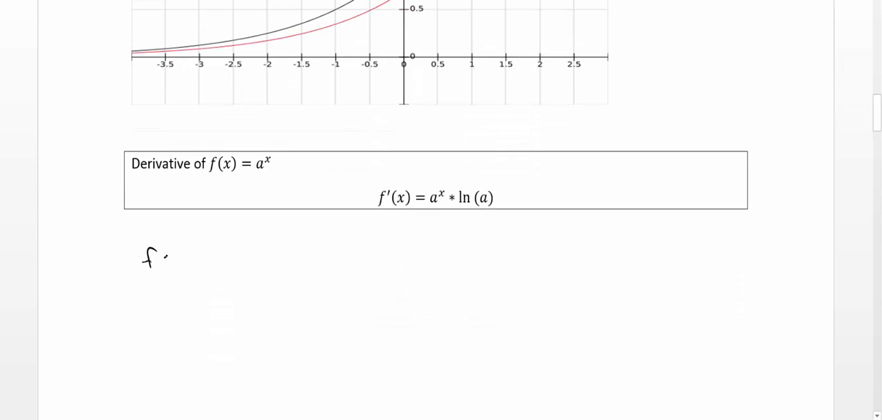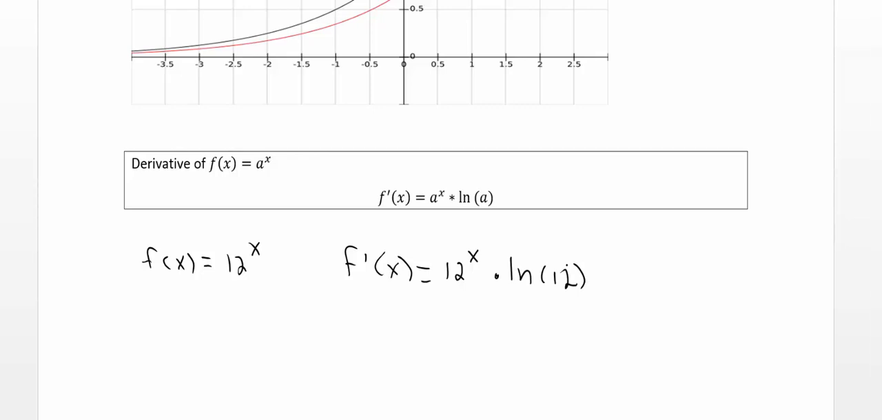So suppose that f of x equals 12 to the x. Exponential functions have a number in the base, and the exponent is where the variable is. According to this formula, I'm going to get the same function back, 12 to the x, but I'm going to multiply it by a constant, and that constant is the natural log of the base. And the base here is 12. So that'll work when the base is any number.